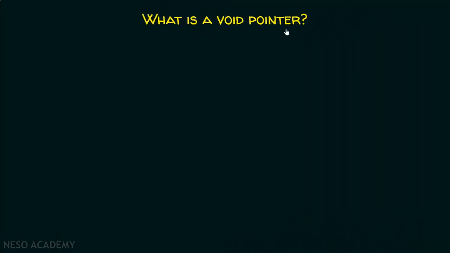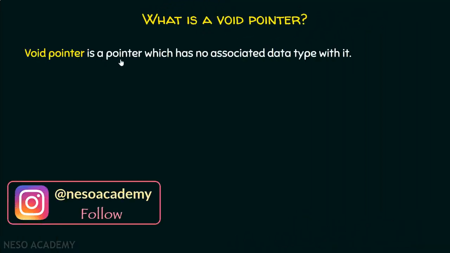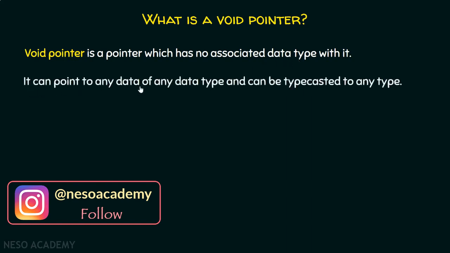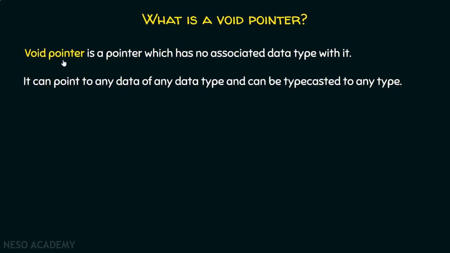What is a void pointer? Void pointer is a pointer which has no associated data type with it. Now, this is an interesting kind of pointer, right? Which has no associated data type. It can point to any data of any data type. Here you can see that void pointer has no associated data type. The speciality of this pointer is that it can point to any data of any data type and can be typecasted to any type as well.